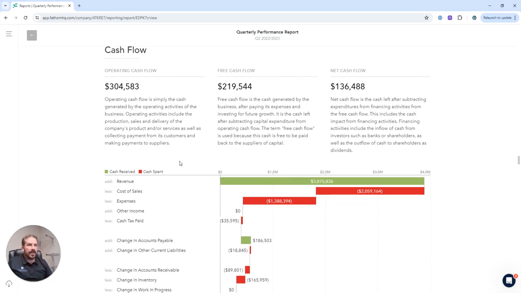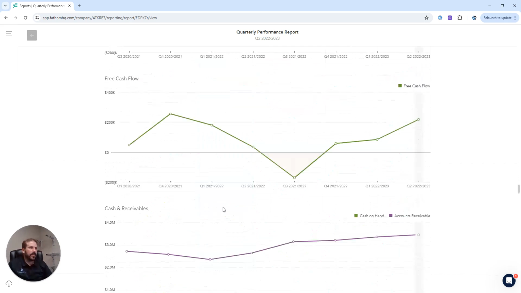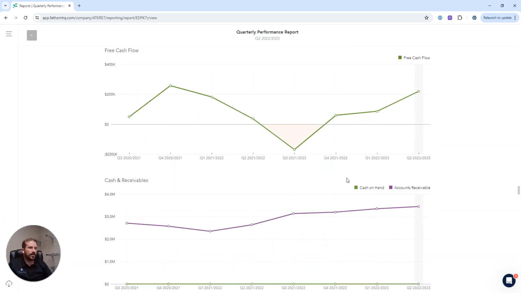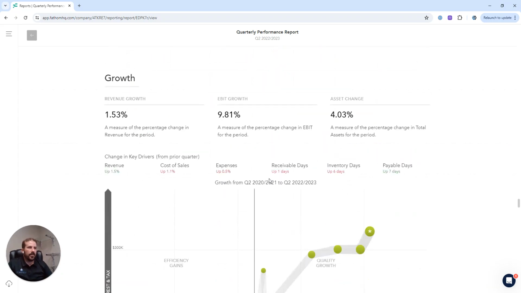What's nice is you don't need to be a finance major, like I said. This explains every bit of each term. Then it goes into, again, cash flow charts. This one's just showing all the different things. I like the visuals. The charts help us see the ebbs and flows a bit, and your growth rate.